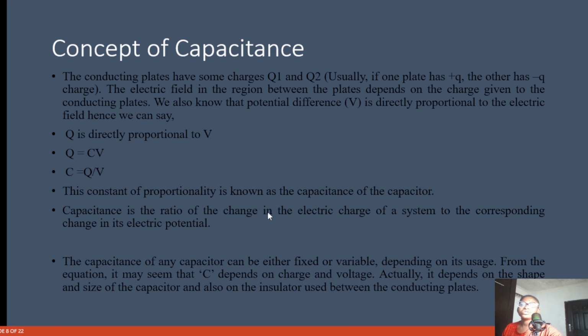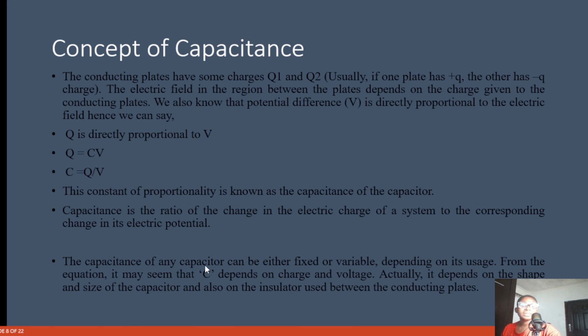Capacitance is a ratio of the change in the electric charge of a system to the corresponding change in its potential. So that's the ratio. You can see it now. Capacitance is the ratio of the change in the electric charge, this is the charge of the system, to the corresponding change in its electric potential. The capacitance of any capacitor can be either fixed or variable depending on its usage.